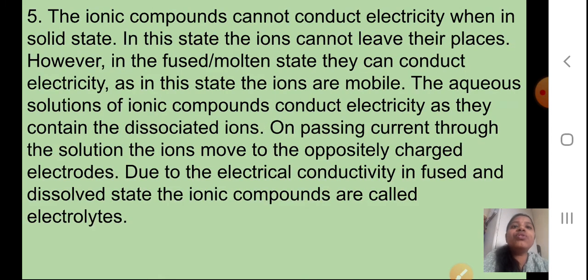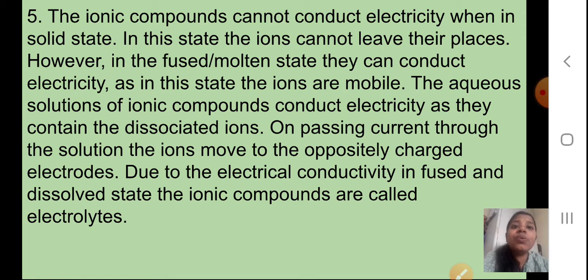We'll move to the next property. The ionic compounds cannot conduct electricity when in solid state. In the NaCl solution I told you it can conduct because it was dissolved in water. In the solid state the ions cannot leave their place. However, in the fused molten state they can conduct electricity, as in this state the ions are mobile. The ions can move here and there. Mobile means they move.